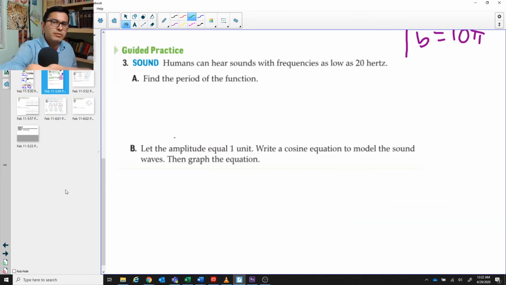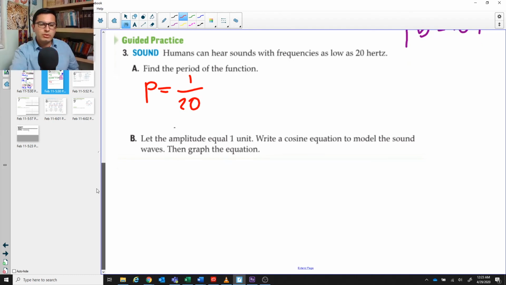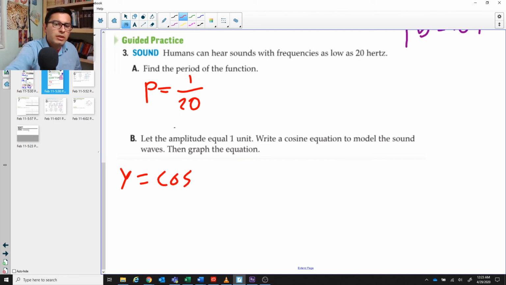Good job on pausing the video. So we're going to try this out. If the frequency is 20, that means the period is going to be 1 over 20. So let's try and build a trig function that models this. Now we're going to be using cosine this time, so we're going to say y equals cosine. The amplitude is 1, so we don't have to deal with the amplitude here. Cosine of b times t. Remember, we are using t instead of theta here. So we need to figure out what do we place in place of b.